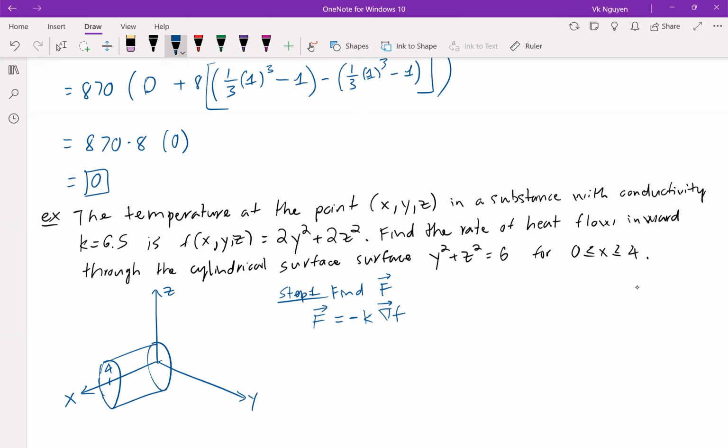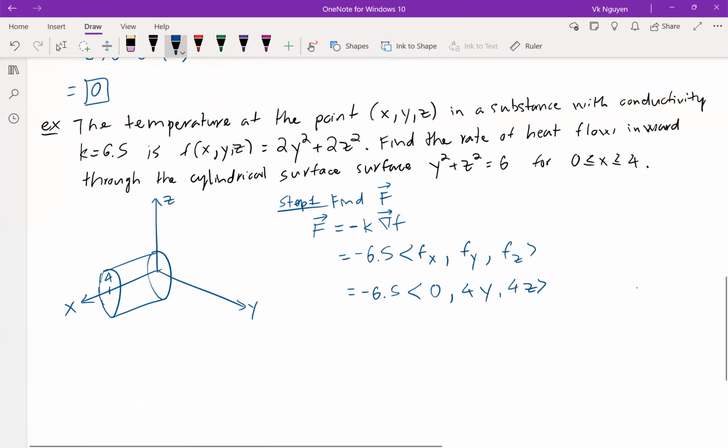Okay, so minus the 0.5, fx, fy, fz. Okay, so fx is 0, right? Actually, let me do fx, fy, fz: minus 0.5, 0 for y, and for z. Yeah, okay. Step 2, same thing, parameterize S.